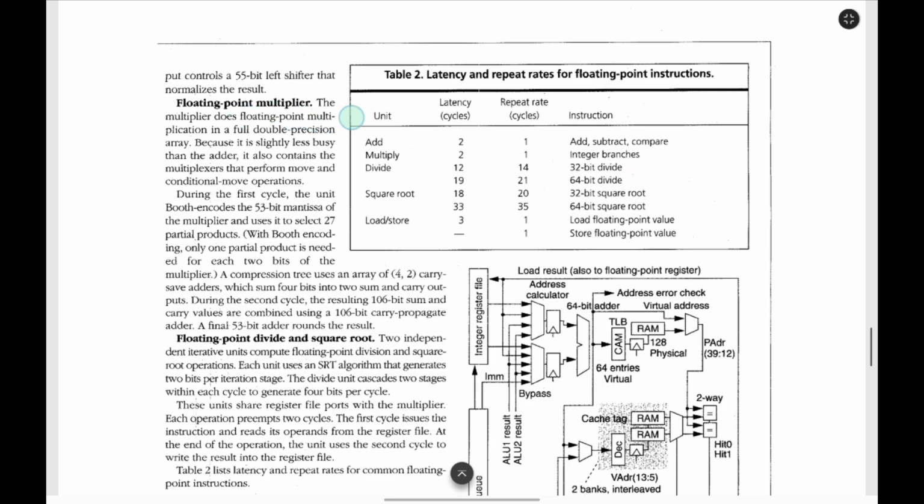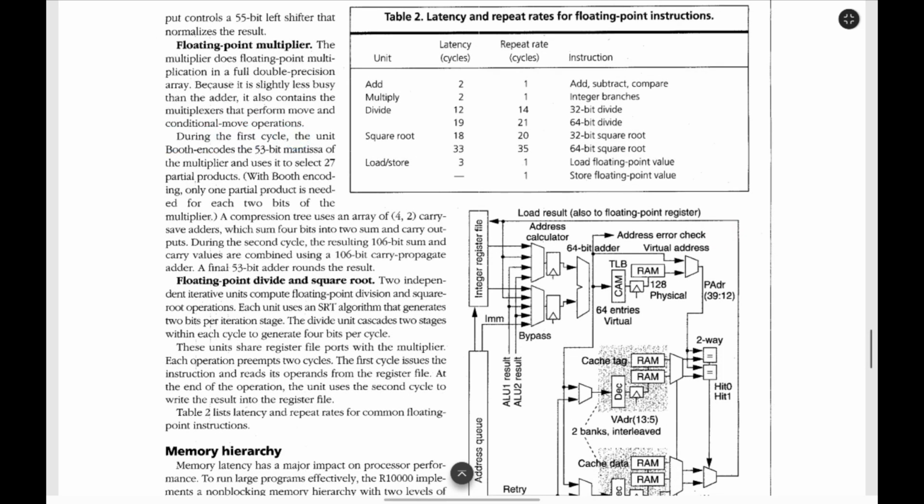The floating point multiplier. The multiplier does floating point multiplication in a full double precision array. Because it is slightly less busy than the adder, it also contains a multiplexer that performs move and conditional move operations. During the first cycle, the unit Booth encodes the 53-bit mantissa of the multiplier and uses it to select 27 partial products. With Booth encoding, only one partial product is needed for each 2 bits of the multiplier.